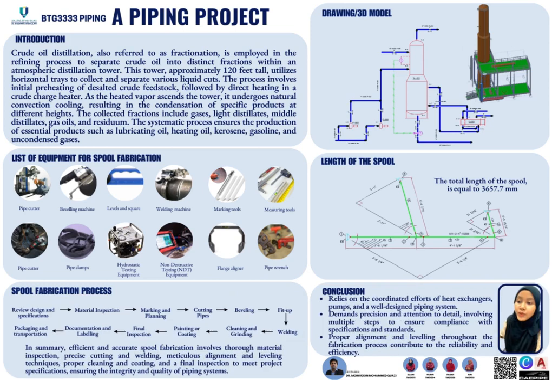So for the conclusion of our piping project, the successful operation of a crude oil distillation plant relies on the coordinated effort of heat exchangers, pumps, and a well-designed piping system. The fabrication of piping spools demands precision and attention to detail, involving multiple steps to ensure compliance with specifications and standards. The proper alignment and leveling throughout the fabrication process contribute to the reliability and efficiency of the piping system, which is essential for the overall success of the crude oil distillation operation.